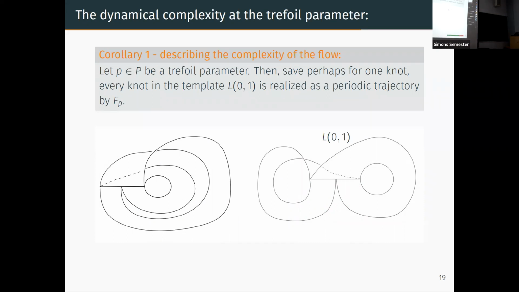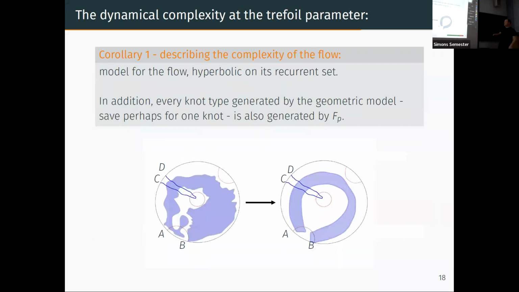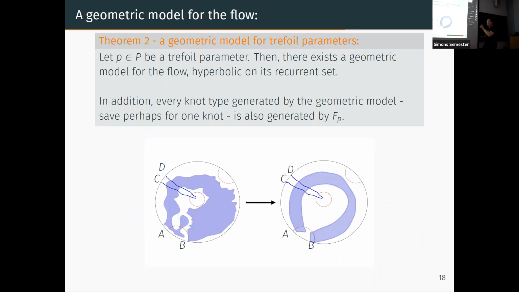And from theorem two, we know that save perhaps for one knot on this template, every knot generated by the Lorenz 0-1 template is also generated by the original vector field. The original vector field, I should state, can and probably is more complex than the dynamics of this idealized model. There are, in fact, very good indications that this deformation of the flow destroys quite a lot of interesting dynamics around the point at infinity. However, it does capture the essence of chaos in the attractor. I mean, of course, in trefoil parameters, there isn't exactly an attractor, but it does capture the essence of chaos in the bounded regions of the vector field, that is the invariant set.